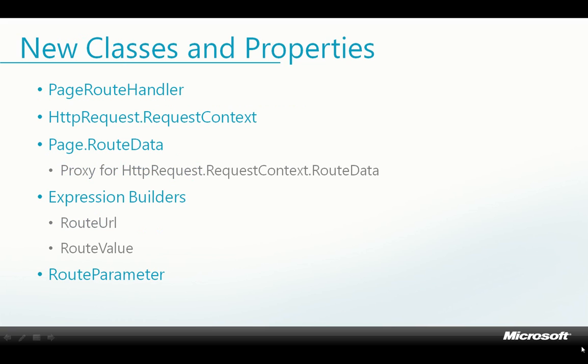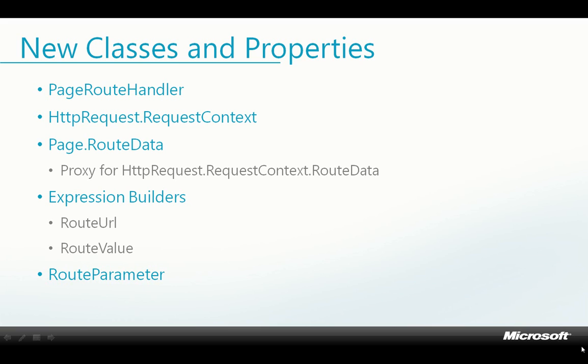There's the page route handler class, which is a simple HTTP handler that you use when you define routes. It passes data to the page that the request is being routed to. And then there are some new properties, HttpRequest.RequestContext and Page.RouteData. Page route data is a proxy for HttpRequest.RequestContext.RouteData, and those make it easier to access information that's being passed in from the route.